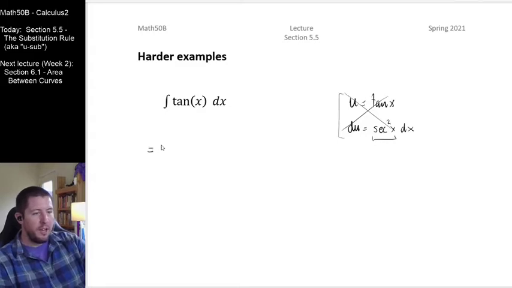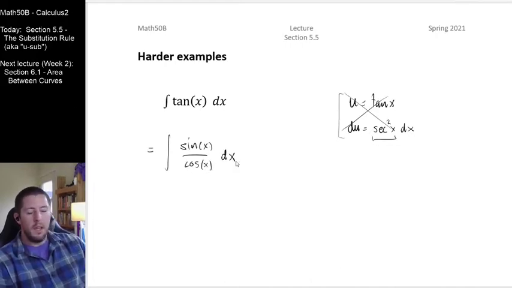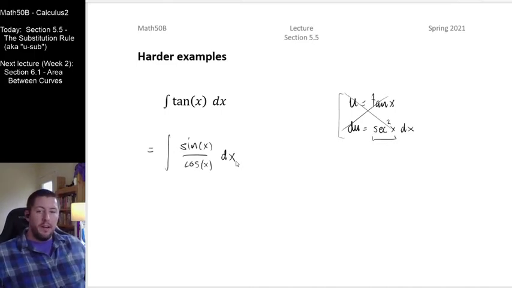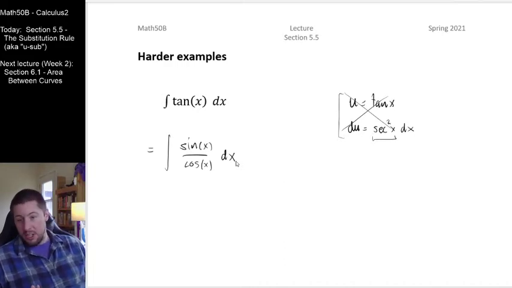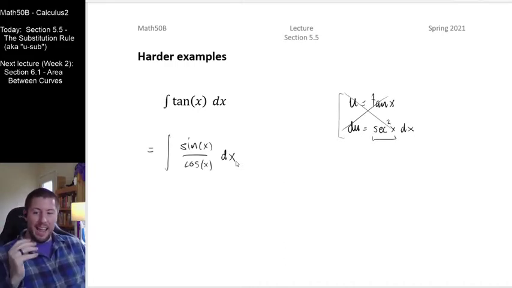So what I think I'm going to do here is I'm going to write this as the integral of sine of x over cosine of x dx. Now, here's the situation that we're in. I know that this is a good move for me to make because I know that what I'm looking for is a situation related to u sub where we have both an expression and the derivative of that expression both involved right here, right?